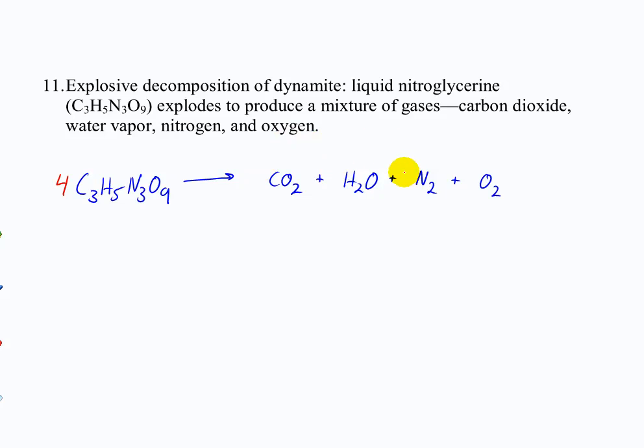So we'll do it in the same order. That's 12 nitrogens here, so that's got to be 6. 20 hydrogens, so 10. And 12 carbons. And then let's check the oxygen. 4 times 9 is 36. Then we've got 24, 10, and 2, which is 36. All right, so it works. Okay?